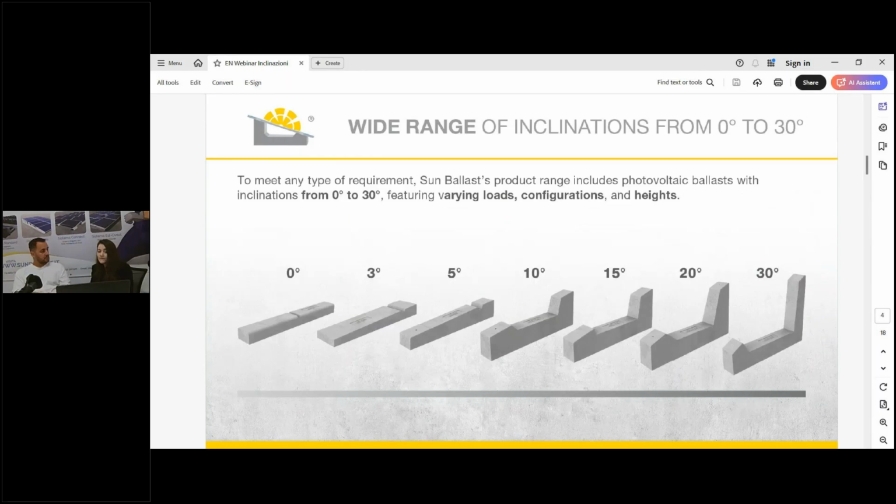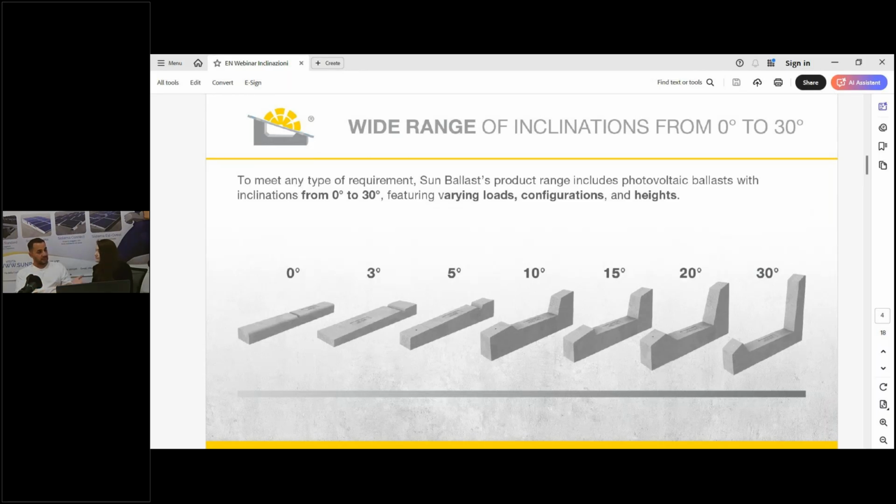Okay, so a wide range of inclinations from 0 to 30 degrees. Why is it made from 0 to 30 degrees? I mean, we could just have done 2 solutions or 3 solutions. Like we say, we sell more 5, 10, and 15. Let's keep on those. Why did we do all this?